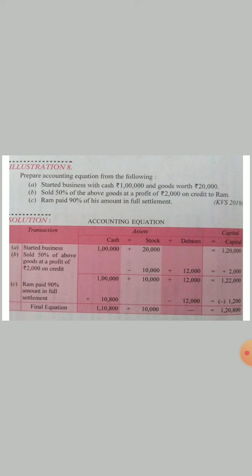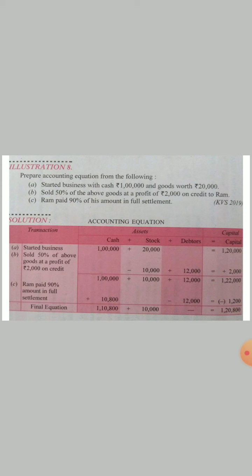The next point states: sold 50% of the above goods at a profit of 2,000 on credit to Ram. Now just solve it step by step. The first step says you have to sell 50% of the above goods. They are goods of 20,000. So 50% of 20,000 is 10,000. From stock we will deduct 10,000. Profit is 2,000, that will be added to the capital.